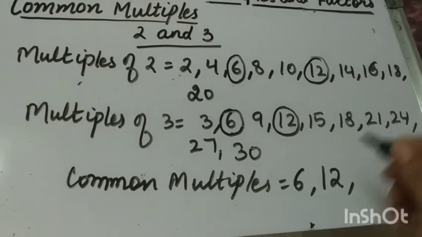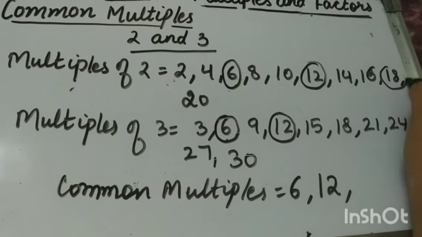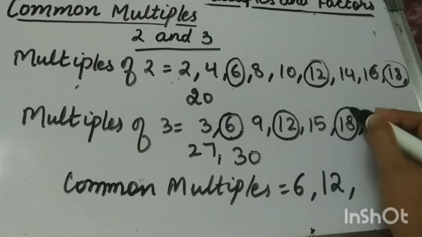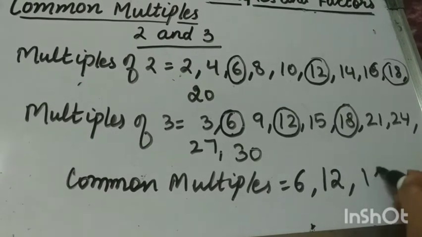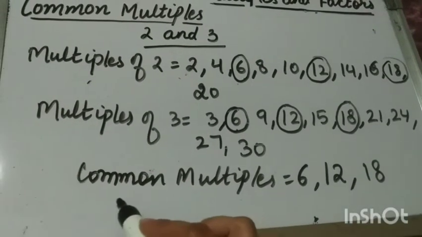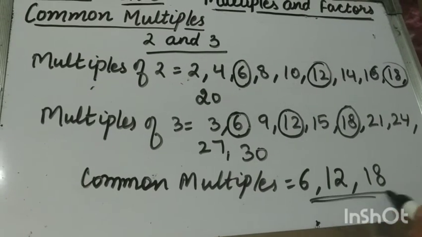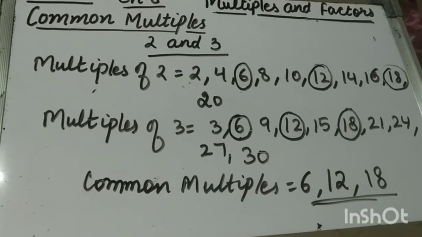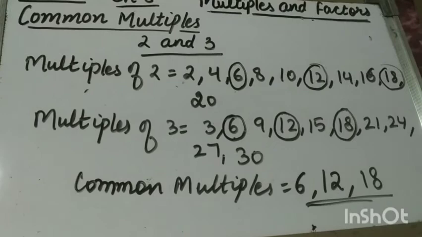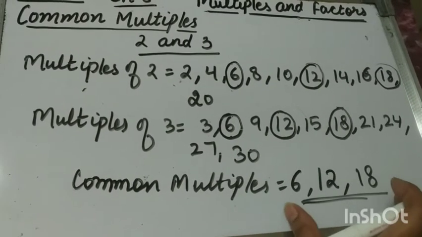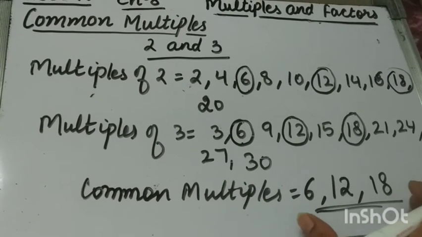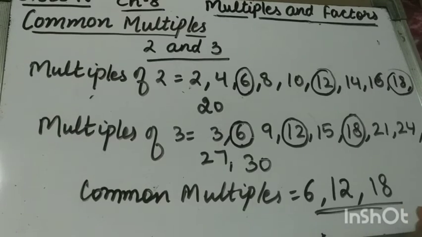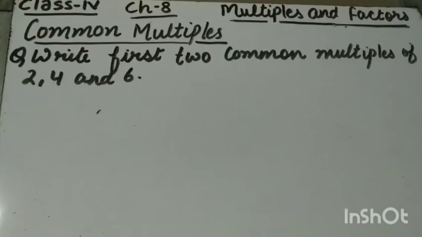Okay, after that 18 is in both 2 and 3, that means 18 is a common multiple of 2 and 3. So these are 6, 12 and 18. These are the first 3 common multiples of 2 and 3. Okay, 6, 12 and 18 are the first 3 common multiples of 2 and 3.